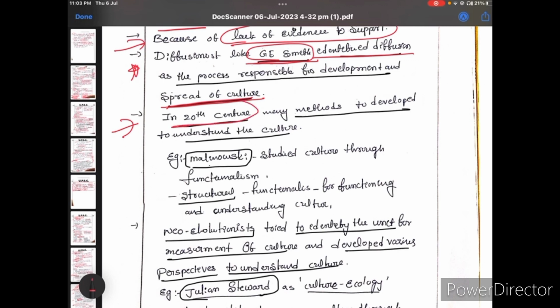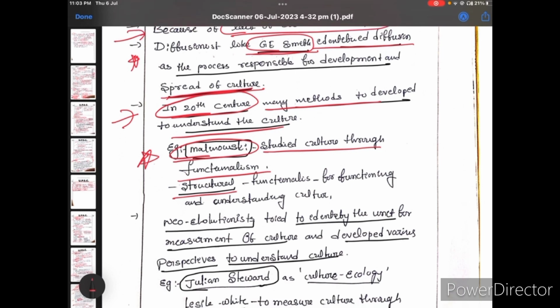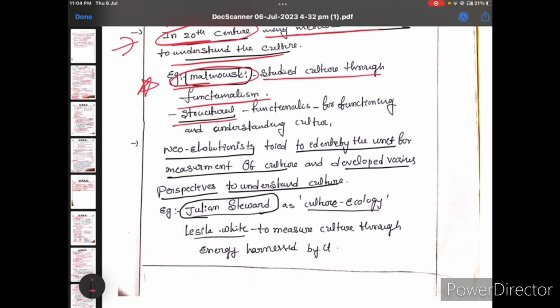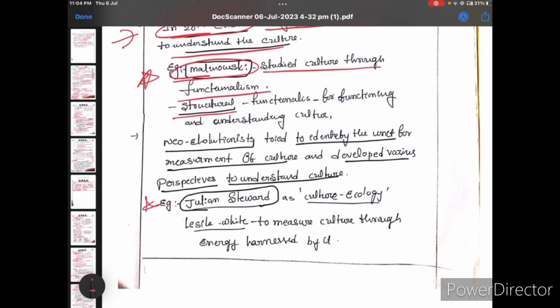And in the 20th century, many anthropologists developed ways to understand culture. For example, this is also very important, Malinowski studied culture through functionalism and structural functionalism. Next, neo-evolutionists tried to identify units of measurement of culture and developed various perspectives to understand culture. And here I used one more example, which is also important: Steward, cultural ecology, and White, one more example here.